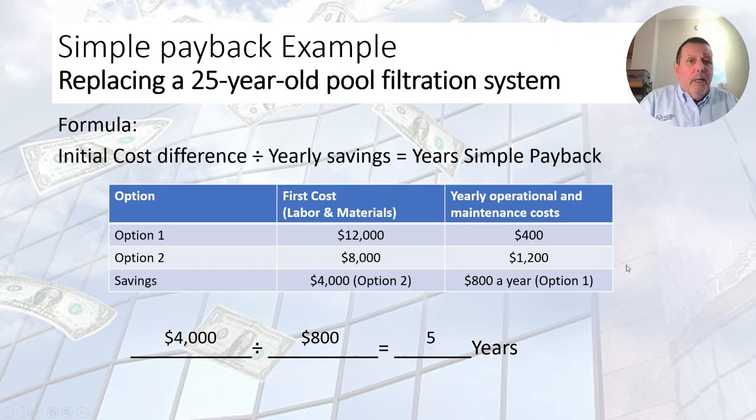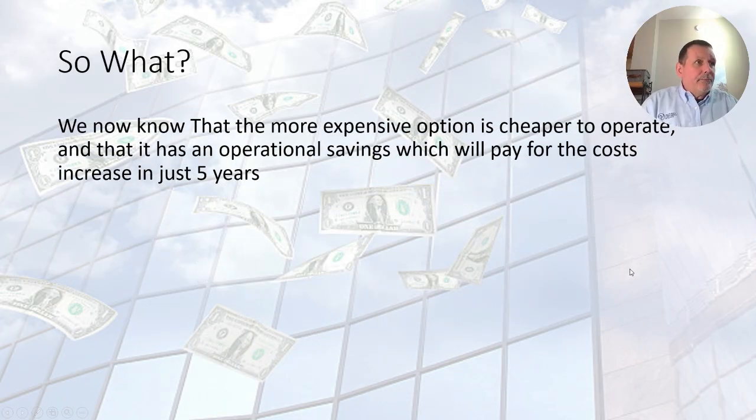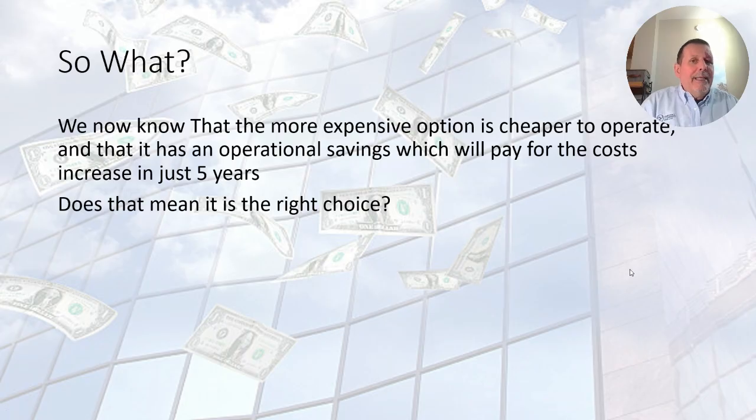Now, so what? All right. The so what is this. In this instance, I told you that $12,000 in a life cycle was going to be your saving for the more expensive initial option. All right. But that might not always be the case.